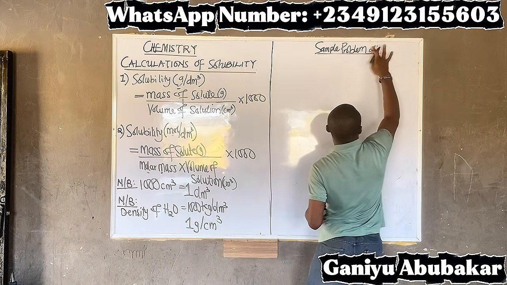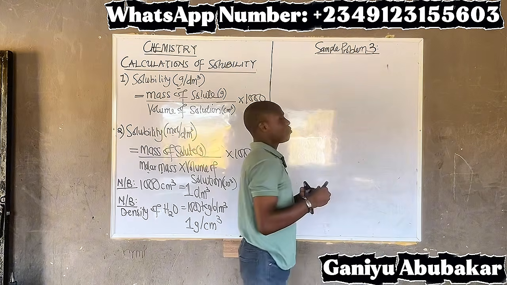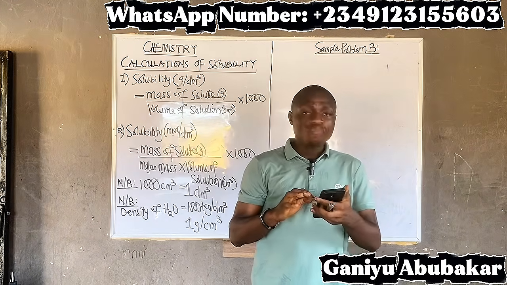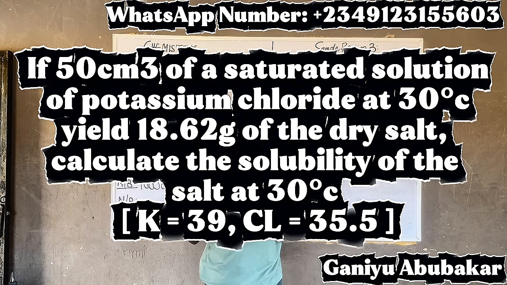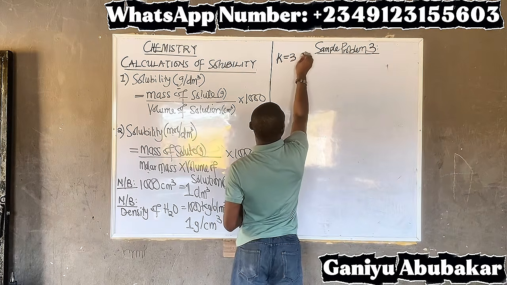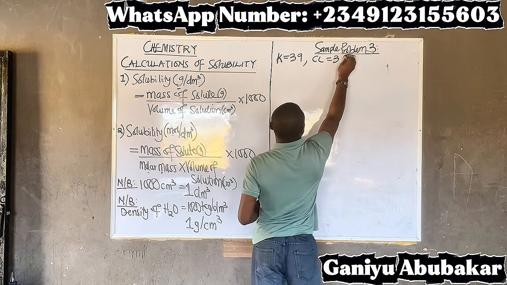Right. Question 3. Sample problem 3 says, a 50 cm cube of saturated solution of potassium chloride at 10 degrees Celsius yields 18.62 gram of the dry salt. Calculate the solubility of the salt at 10 degrees Celsius. Take K as being 39, Cl as being 35.5.